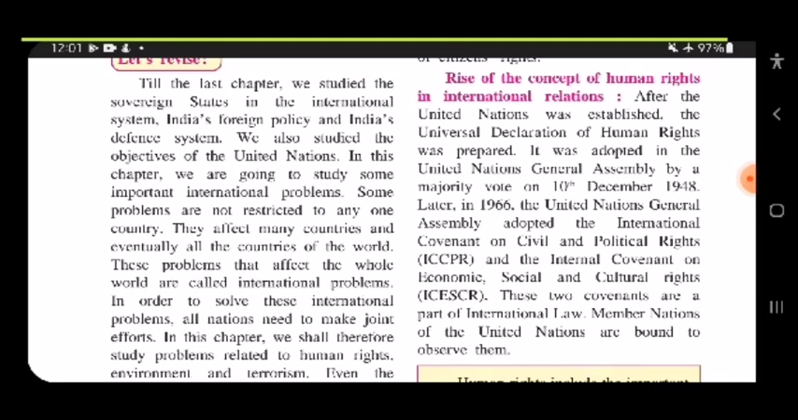Later, in 1966, the United Nations General Assembly adopted the International Covenant on Civil and Political Rights. Later on, there was also the International Covenant on Economic, Social and Cultural Rights. These two covenants are a part of international law. Member nations of the United Nations are bound to observe them.